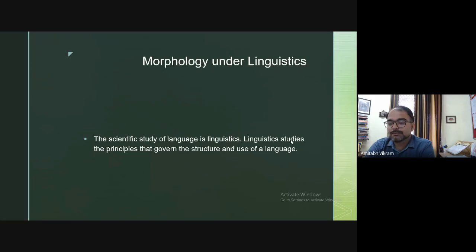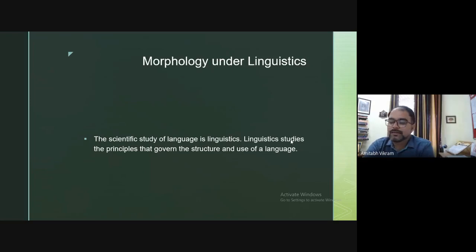Linguistics studies the principles that govern the structure and use of a language. So again, in linguistics we are dealing with those principles. And what type of principles? Those principles can be phonological principles, morphological principles, or syntactic principles that govern the structure and use of a language. So those principles are important.